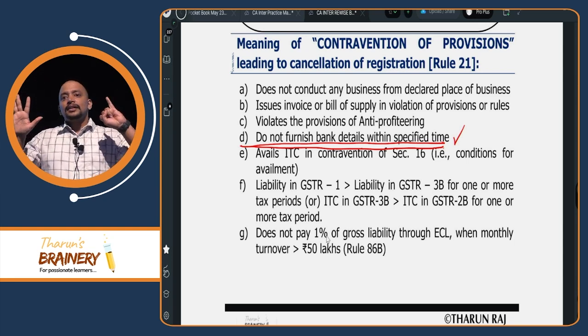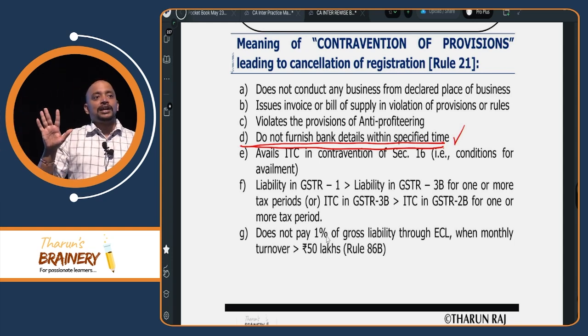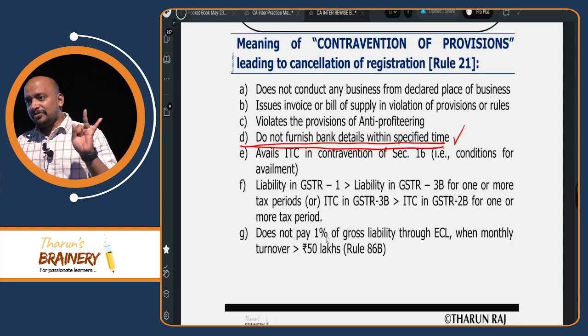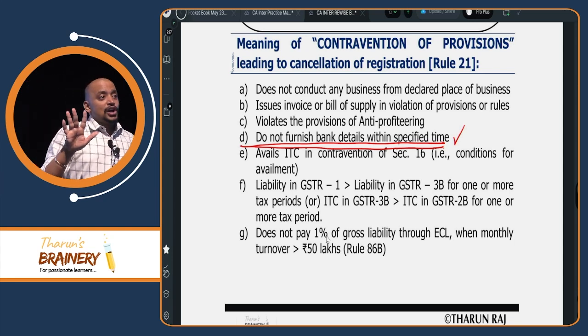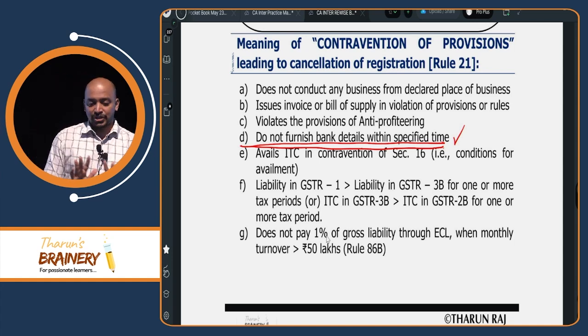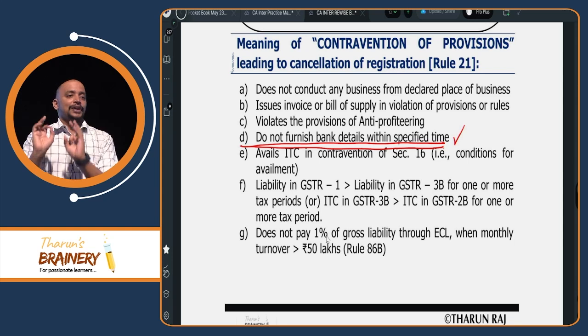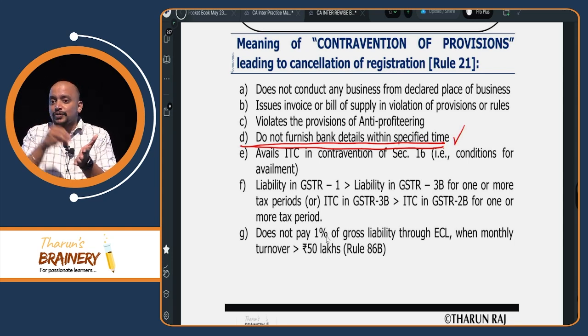Then contravention of provisions. Then 2 more points, fraud, registration obtained by fraud. Then you did not commence a business within 6 months after obtaining registration. So voluntary registration. These are the 8 points you need to write when you get a question. What are the situations that leads to cancellation of registration?